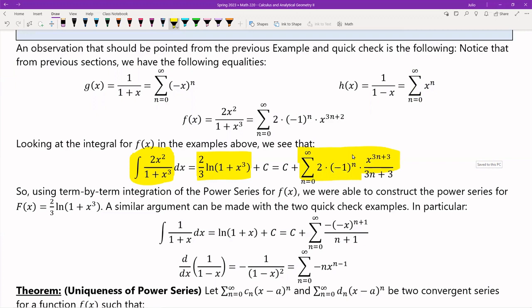Right? With the exception of this plus c, okay? So what I want you guys to see here is that by integrating term by term a power series that we found from before, we have now found the power series for the function's integral, this thing right here. We have found the power series for another function using integration and differentiation, okay?